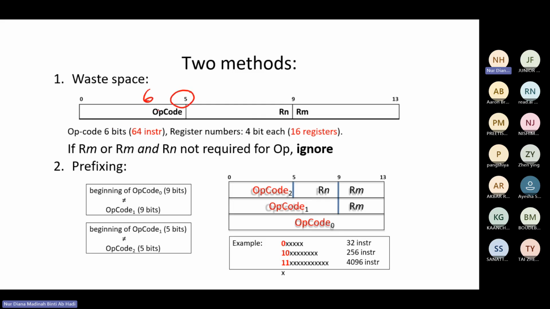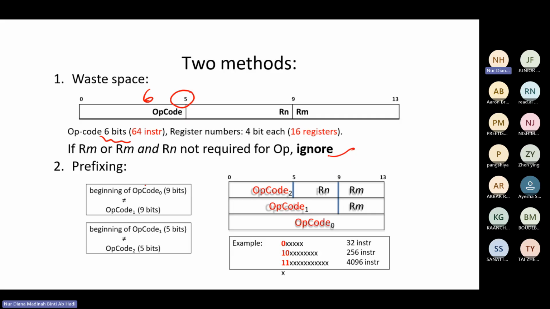How come here it is 5, but here they mention only 6 bits? Anyone can explain? Does it include 0 also? You have to include 0, okay? What else? Extra space not needed. Okay, register number 4 bits each. What does this mean? 4 bits each. So if Rm or Rm and Rn are not required for the op, ignore.